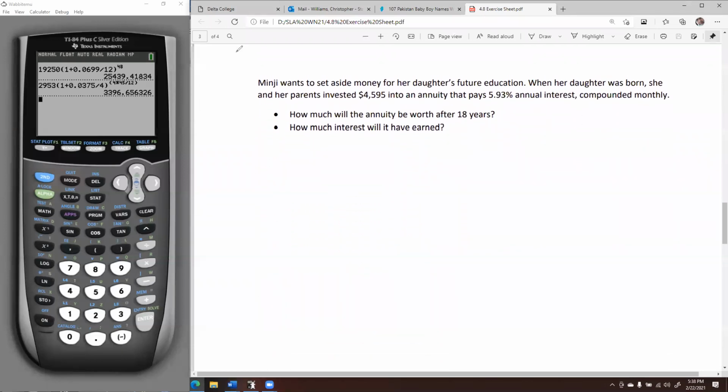All right. Minji wants to set aside money for her daughter's future education. When her daughter was born, she and her parents invested $4,595 into an annuity that pays 5.93% annual interest, compounded monthly. Now, this is a two-part question. How much will the annuity be worth after 18 years? And part B, how much interest will her principal have earned?